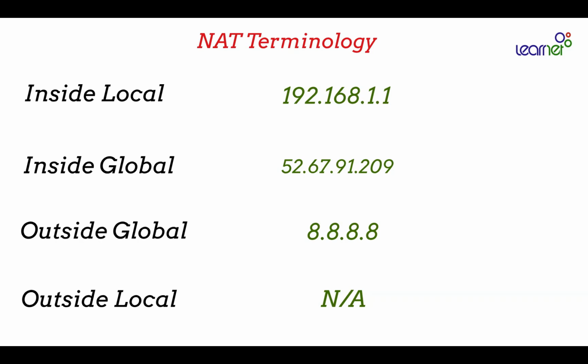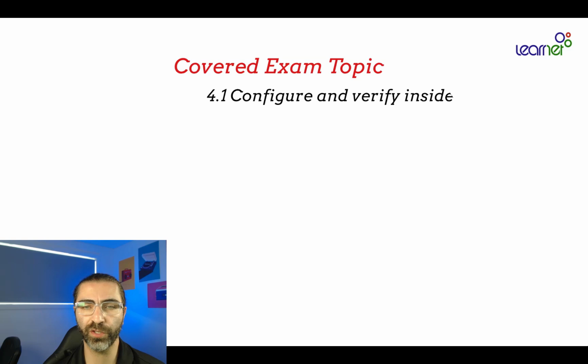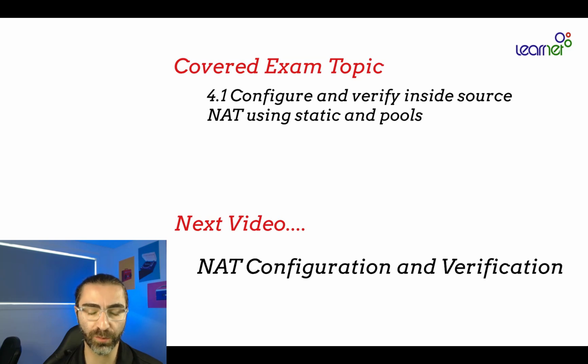When we run the verification commands, you can see that for source NAT, the outside global and outside local are going to be the same. Alright guys, this was today's video. This video and the next one will be covering exam topic 4.1, configure and verify inside source NAT using static and pools. And in the next video, we'll be doing the configuration part. I hope you enjoyed today's video and see you in the next one.